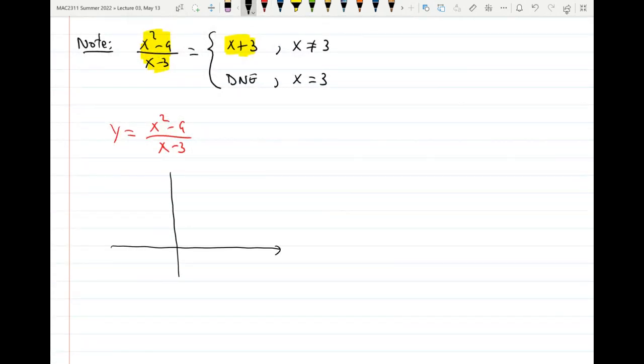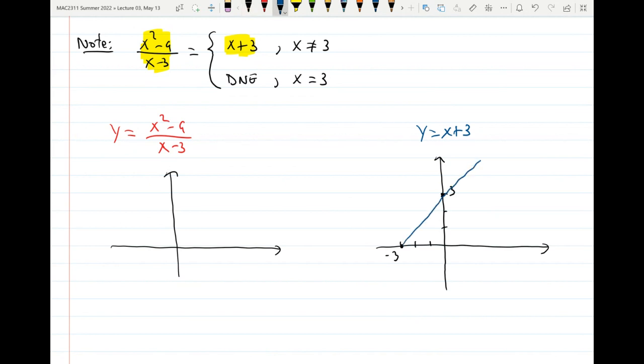It's basically the function y equals x plus 3. Let me put the function y equals x plus 3 over here. So the function y equals x plus 3 is just a line, 1, 2, 3, 1, 2, 3. It goes through these 2 points, and it's a perfectly fine line. And now our function x squared minus 9 over x minus 3 is this same line but with a hole.